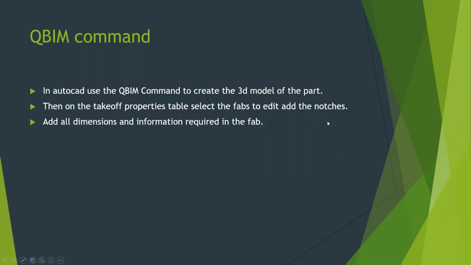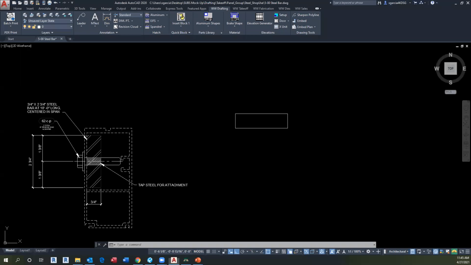Now it is important to create the tag and then use the QB command in order to create a 3D model. For reference, you could see our previous video about how to add tags to your elevations. Once you QB in command, you can start creating the fabs and adding all the dimensions and information required in this steel reinforcing. Let's go back to our elevations.